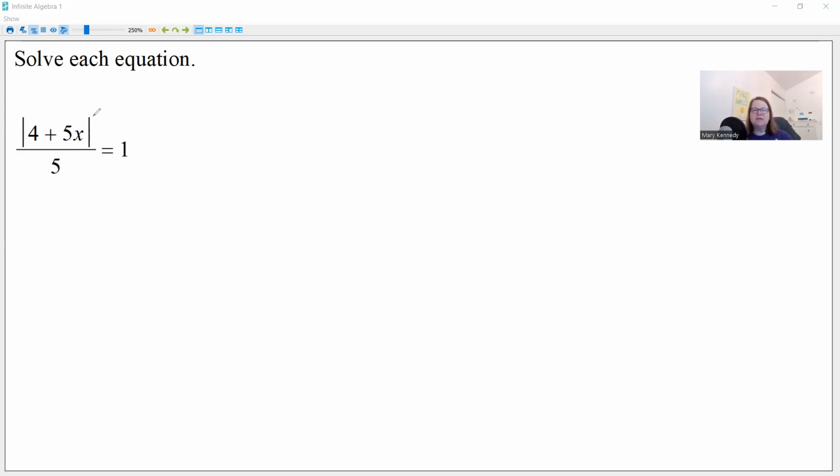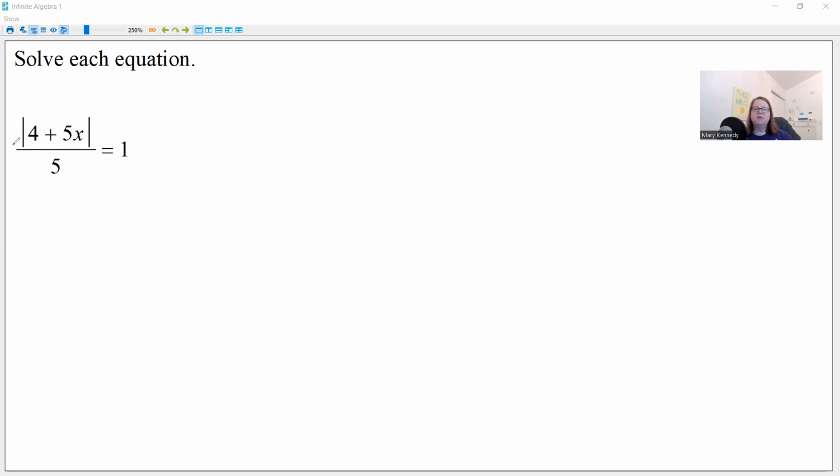anything that's outside of these absolute value symbols, you got to do that first before you can think about, oh, this is an absolute value problem. So essentially, we're going to deal with the divide by 5 part first. And so just like if this said x over 5 equals 1, think about how we would solve that. We would multiply both sides by 5 and get x equals 1 times 5 is 5. Okay, so we're going to do the same thing here.